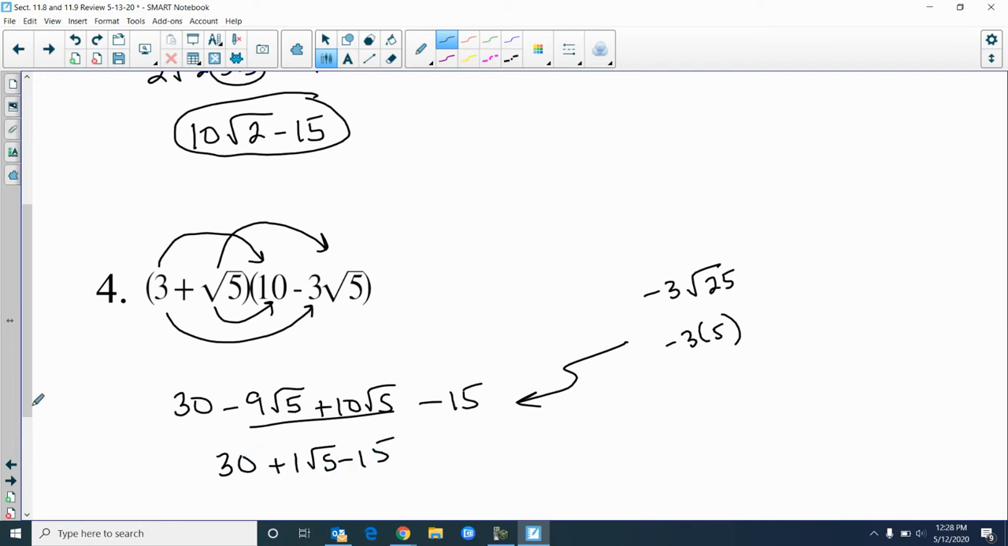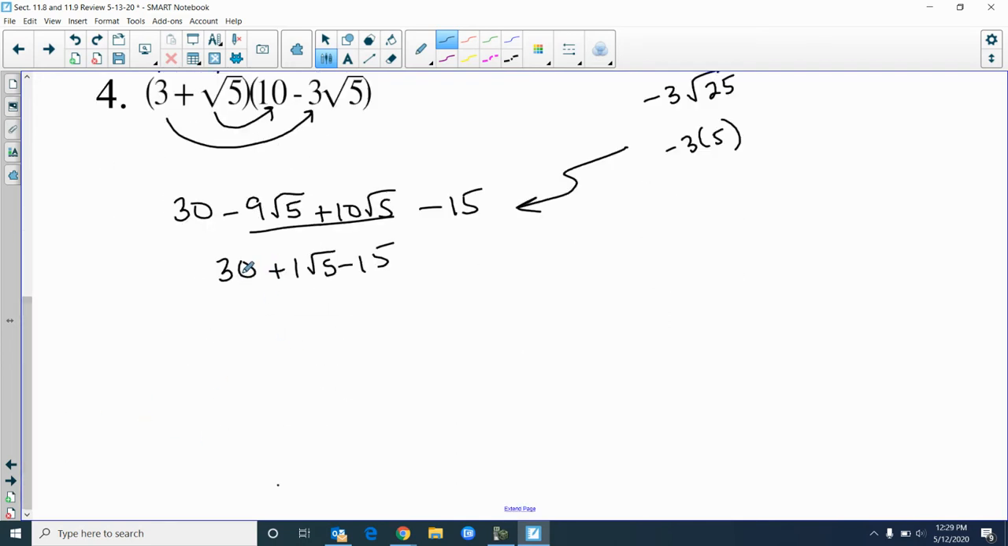And now you got a 30 and a minus 15. We combine those. 30 minus 15 is 15. I don't necessarily need to write that 1. You can just make it 15 plus square root of 5. Okay, 15 plus square root of 5. And then you are done.